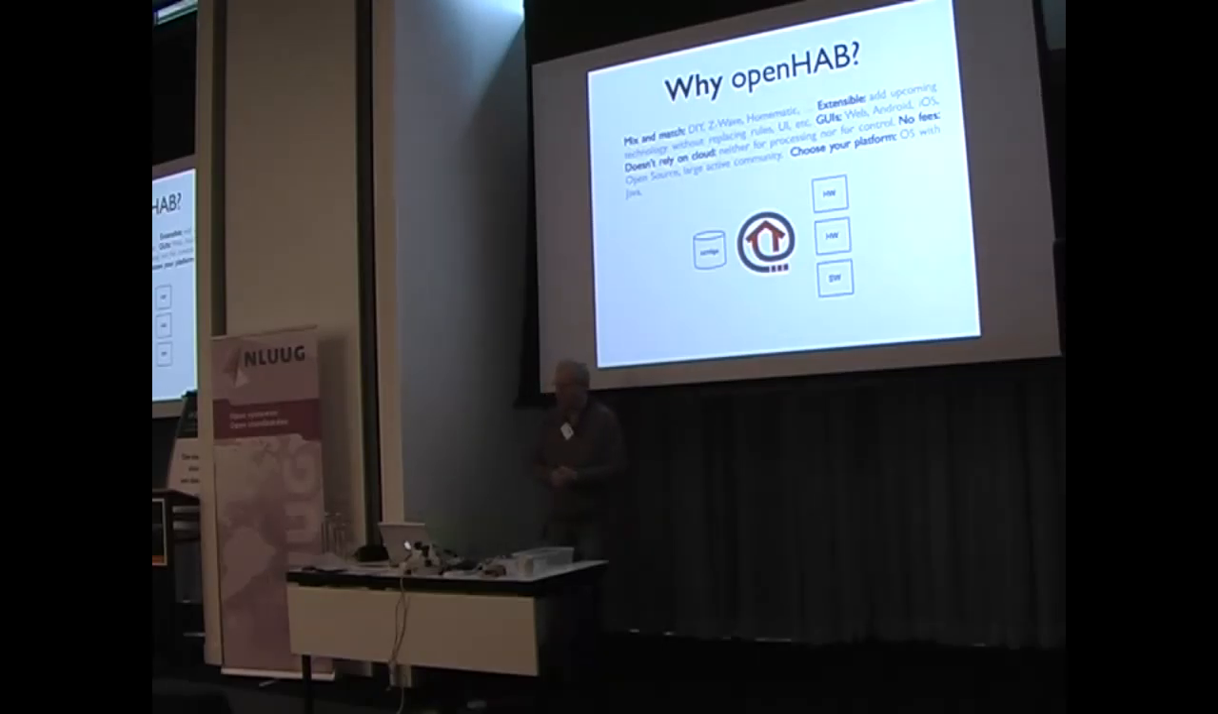You can mix, for example, do-it-yourself electronics. You can add Z-Wave or Homematic. I've brought a small example of Homematic with me, I'll show you in a moment. OpenHAB is extensible, so even though a particular piece of hardware may not be controllable today, it is very likely that either you or somebody else will be interested in making it available in OpenHAB, and will then add what is called a binding for OpenHAB to be able to control it.